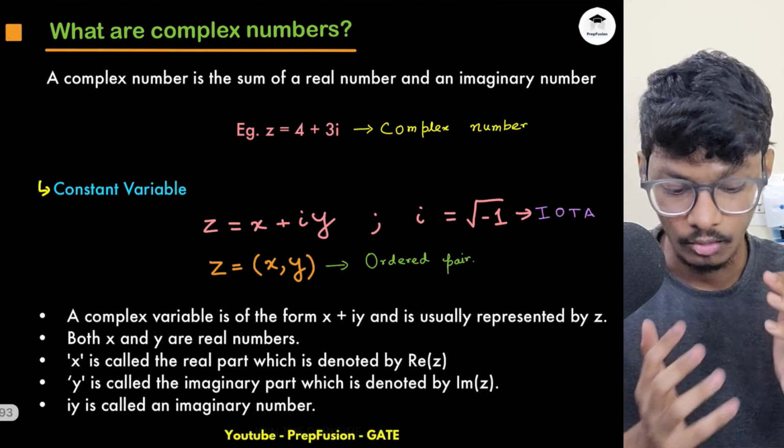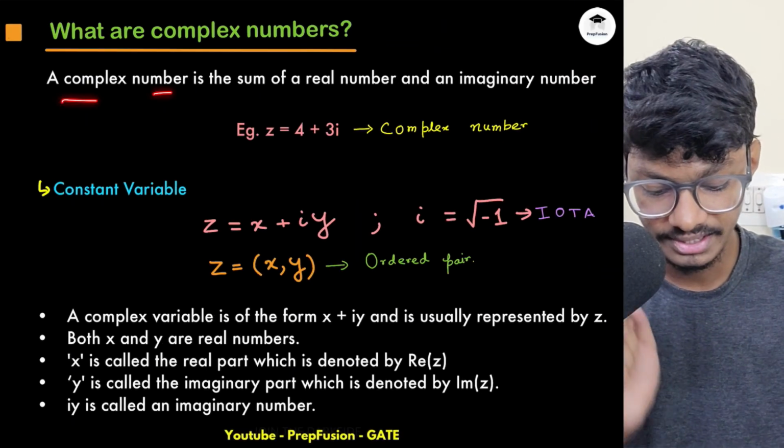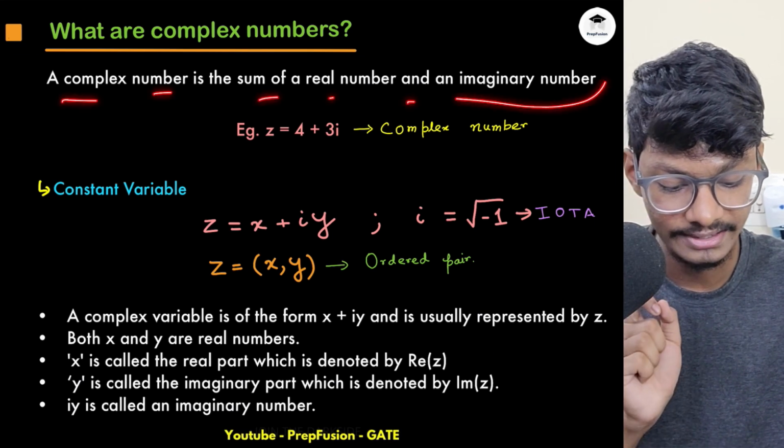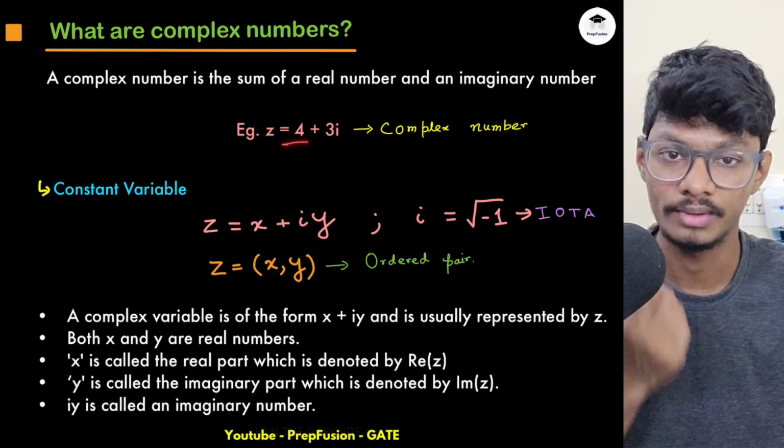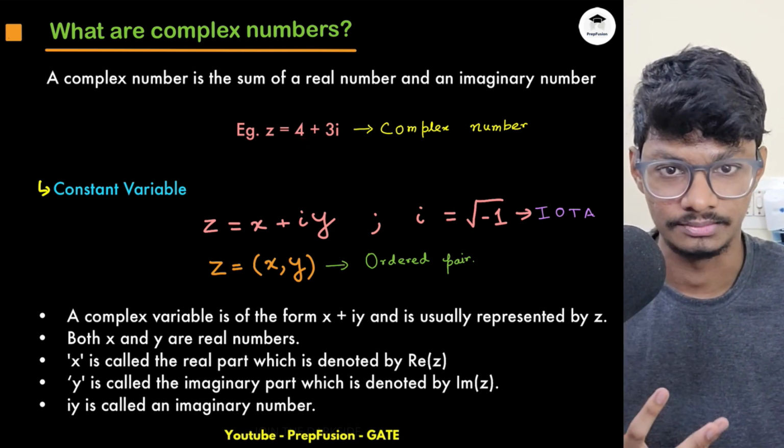Now, what are complex numbers? A complex number is the sum of a real number and an imaginary number. For example, 4 plus 3i is a complex number.